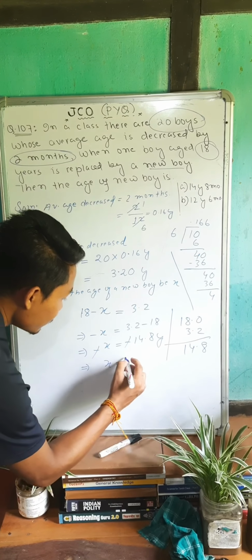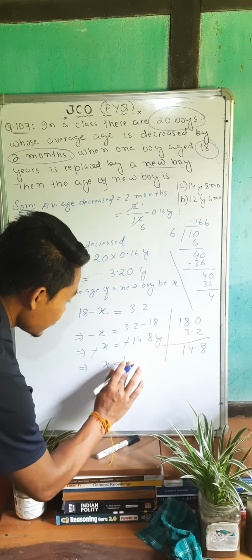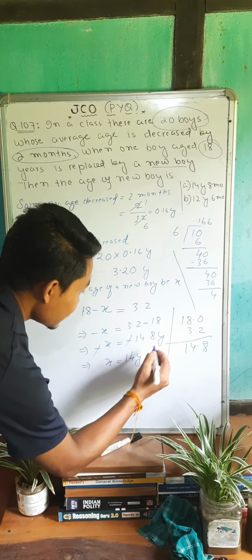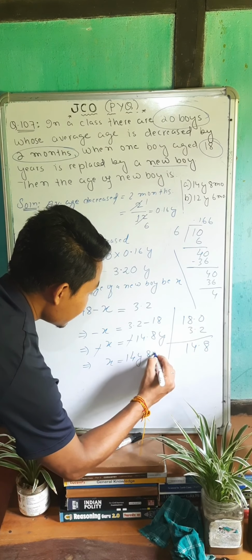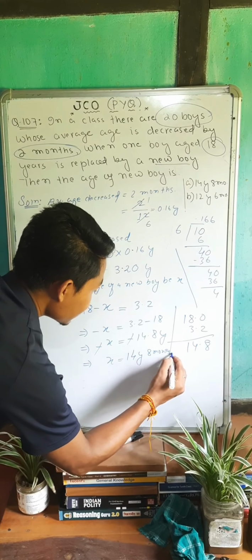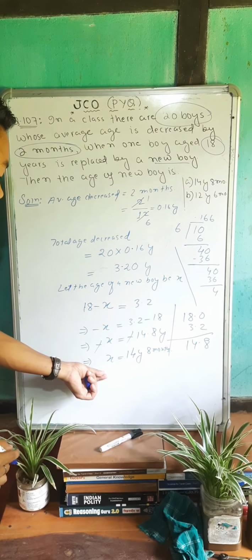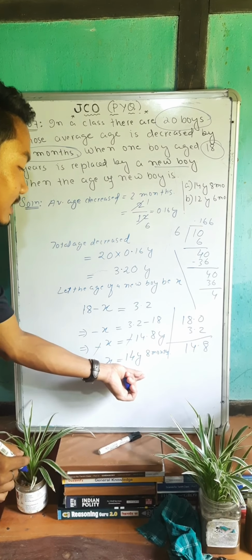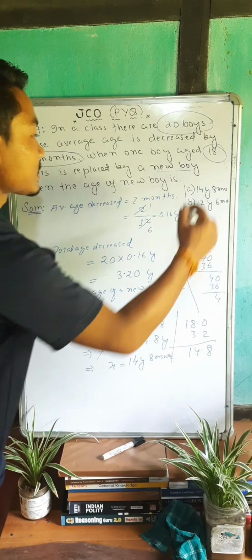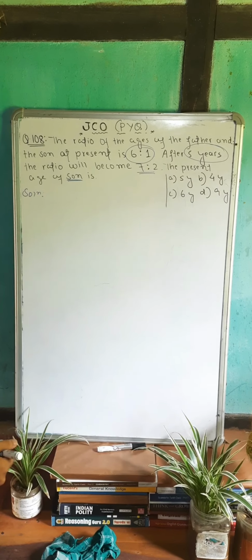So we can write 14 years, then 8 months. So what is the age of the new boy? That is X equal to 14 years 8 months. So our correct answer is sub. So here is our third question.